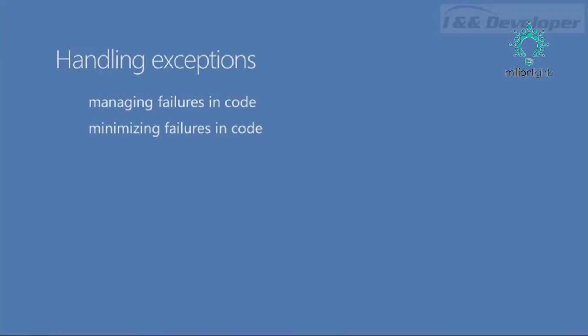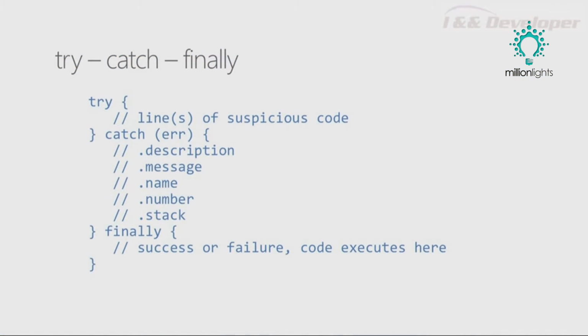When we're talking about handling exceptions, we're talking about managing failures in code, and we're also talking about minimizing those failures in code. So managing them is different than minimizing them. I'd like to talk about both. The first one would be how you could manage them, because this is not really minimizing them, it's just managing them.